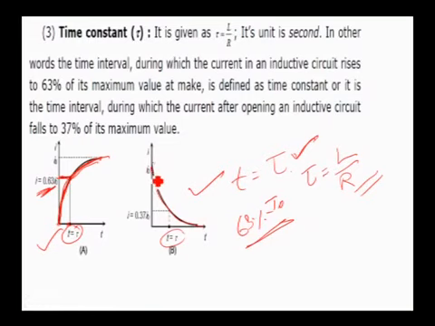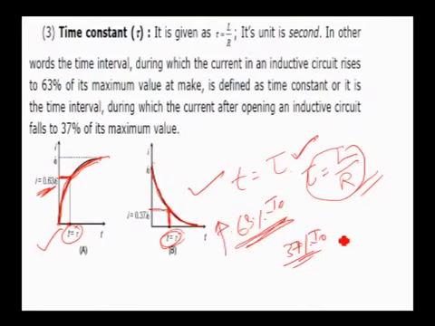Similarly, when the key is opened, the current starts decreasing at an exponential rate. Suppose the current drops to 37% of its initial or maximum value, then the time measured in that case is again the time constant. So both are actually the same, tau is equal to L by R, but you have to consider 63% of the maximum value during the growth and 37% of its maximum value during the decay. So in both situations, the measured time is called the time constant, which is tau is equal to L divided by R.